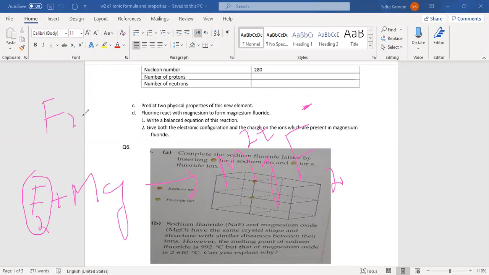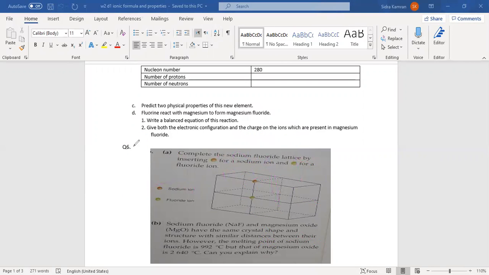Chlorine exists as a molecule, Cl2. Bromine exists as a molecule, Br2. So in this way you have to write here F2. So fluorine gas reacts with the magnesium and it becomes magnesium fluoride.